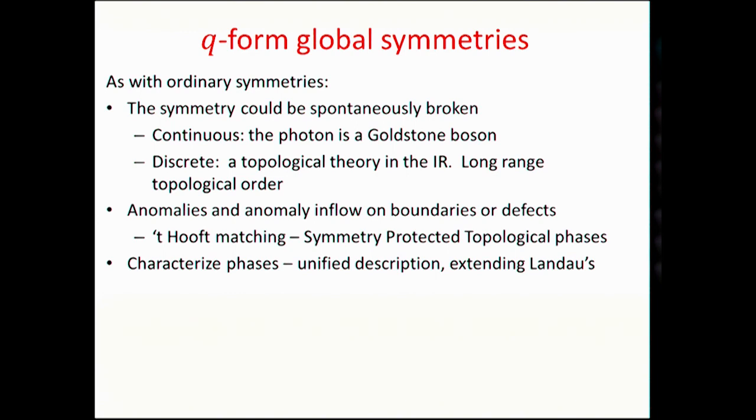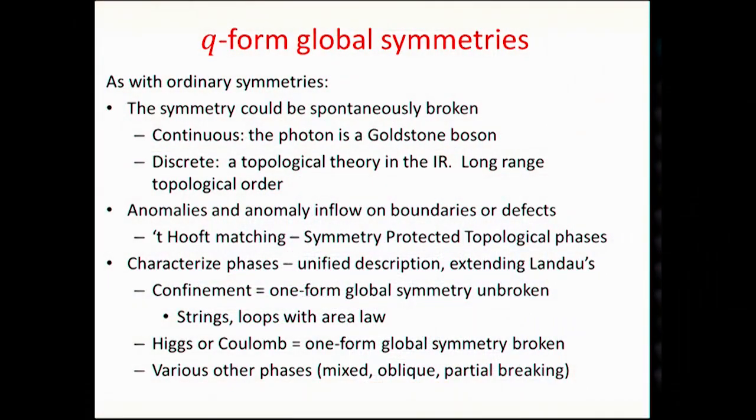Landau gave us a characterization of phases. Landau said if you have a global symmetry, it could be spontaneously broken by the expectation value of a local order parameter. And then we have two phases. The symmetry is broken or unbroken, or the symmetry could also be spontaneously broken to a subgroup. We can play the same thing again. We have a global symmetry. It might or might not be spontaneously broken, and it might or might not be broken to a subgroup.